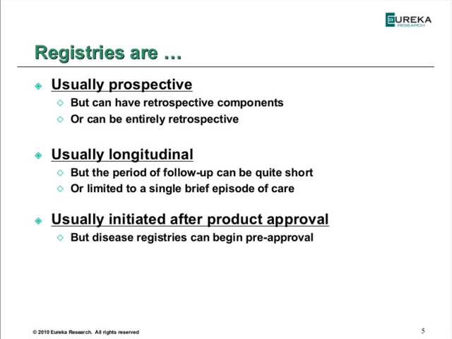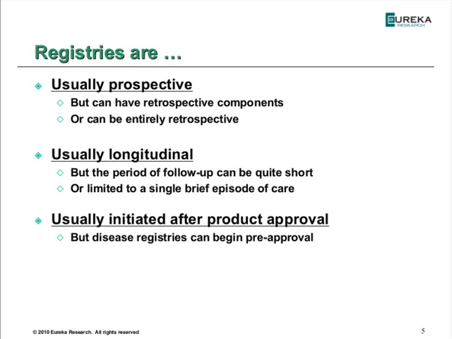So an example of an entirely retrospective registry would be one that you run by chart review. Both the baseline and the outcomes have already occurred in the world, and we're just pulling them out of medical records. It's actually quite common for a registry to have a retrospective component. And what I mean by that is when we go out to our clinical sites to extract information, they're often pulling data from medical records at particular intervals.